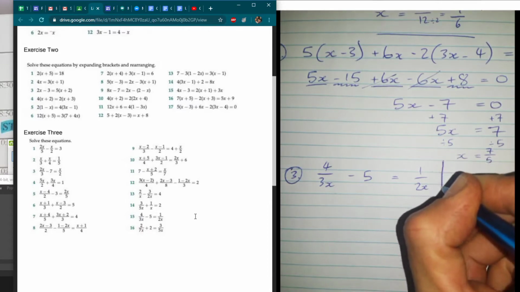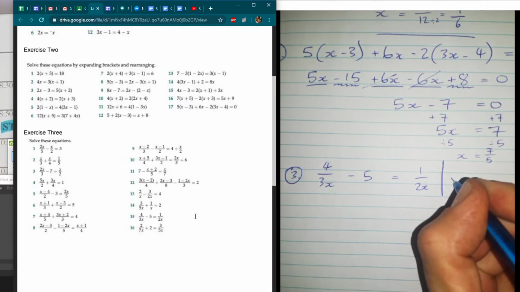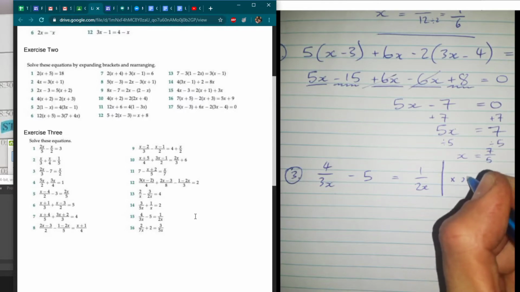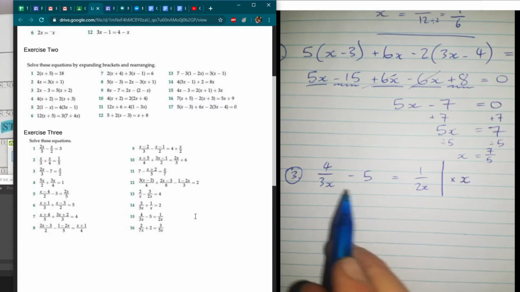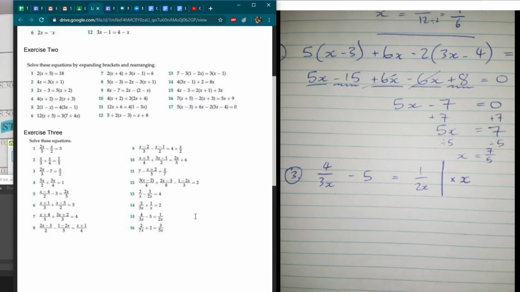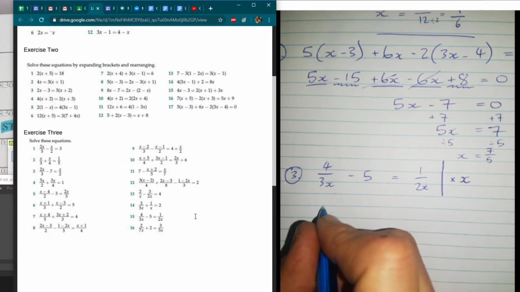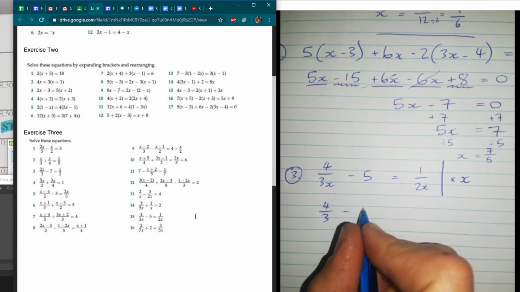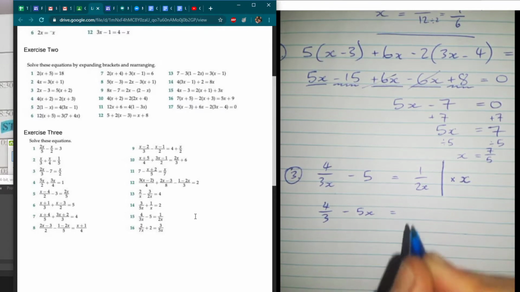I think it's quite cool. And they say, I'm going to times everything by x. And if I times everything by x, that's going to get rid of these x's on the denominators, which are really hard to deal with. So let's do that. 4 over 3x times x just gets rid of the x on the base, so it becomes 4 over 3. 5 times x, you get 5x. And then here, we're just left with 1 over 2.